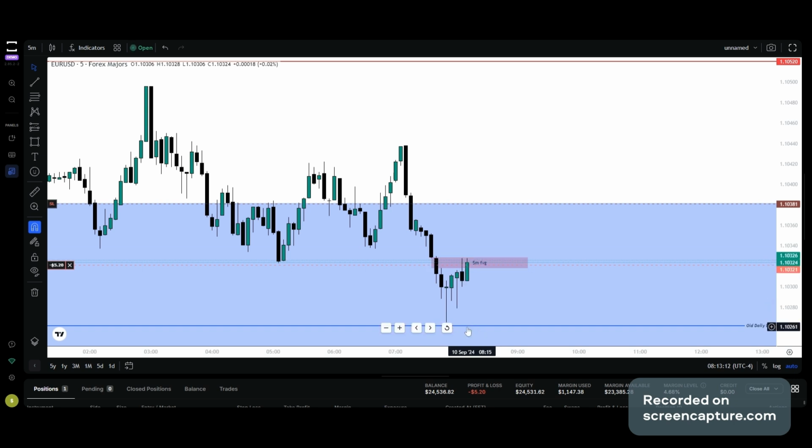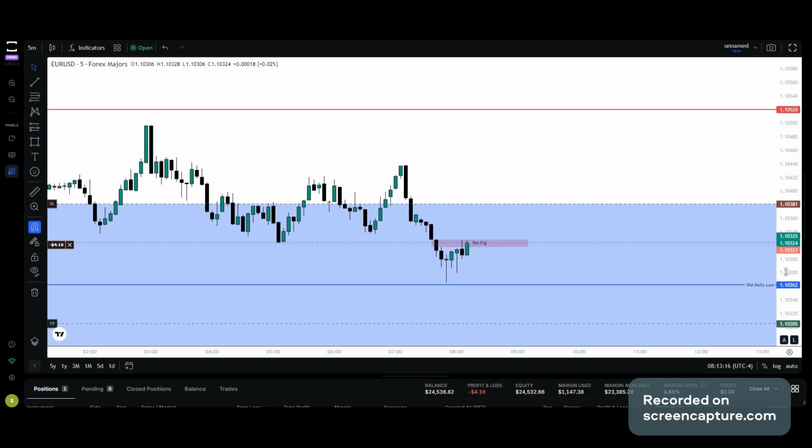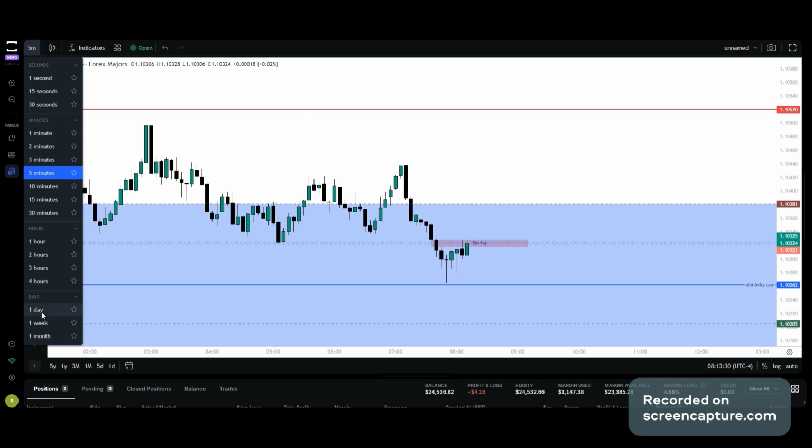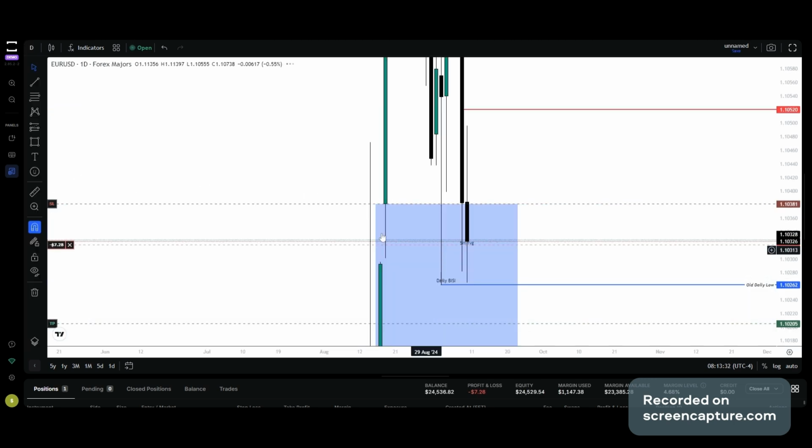Low hanging fruit is just below this old daily low. And I have my final target down here. It's 1 to 2 risk to reward. So this whole blue shaded rectangle is a daily buy side imbalance, sell side inefficiency. I'll go out to the daily so that can be seen and visible.